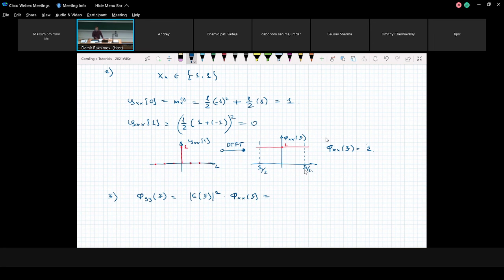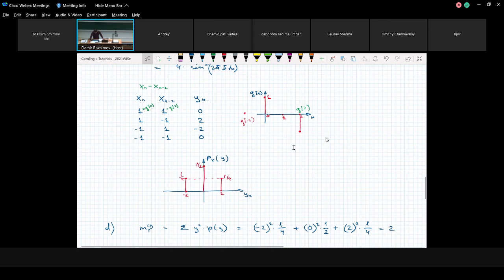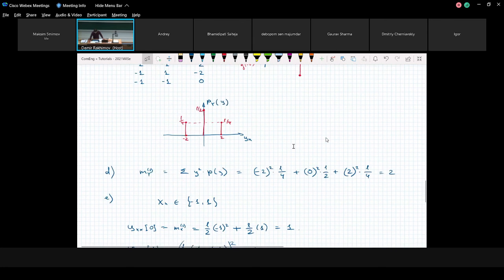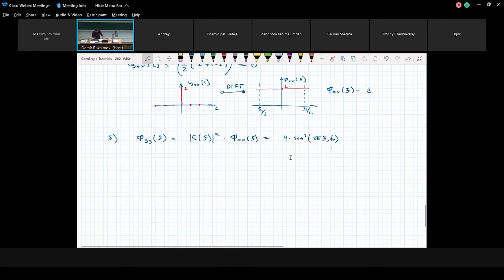Then for the second part we have 1, and for the first part we have 4 times sine squared of our argument, pi f t0. So, this is how our power spectral density looks like.